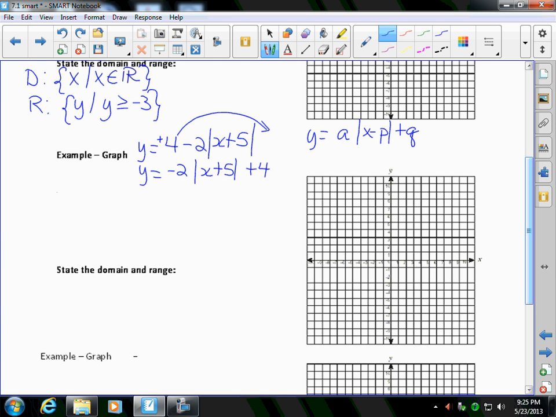So that means my a is a negative 2, so my graph is going to go down, and that a is going to affect my count. My p is negative 5, and my q is a positive 4. So that means my vertex is at negative 5, 4.